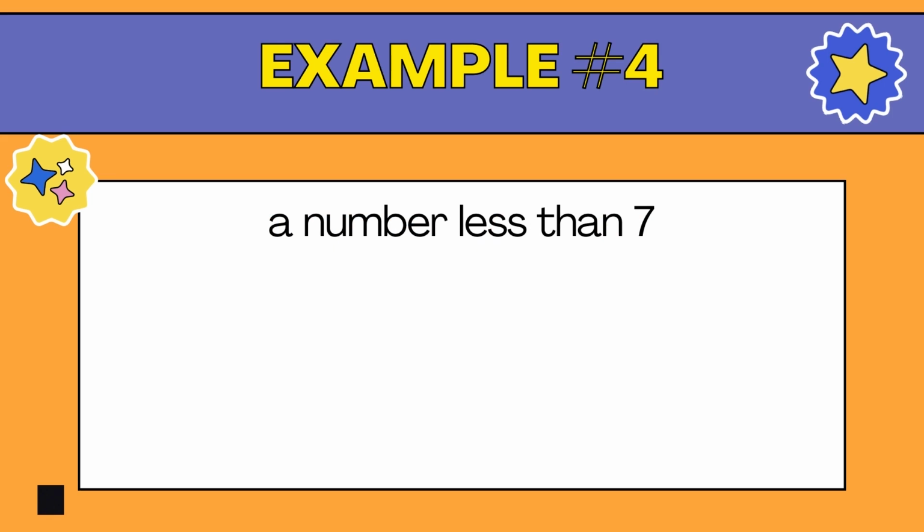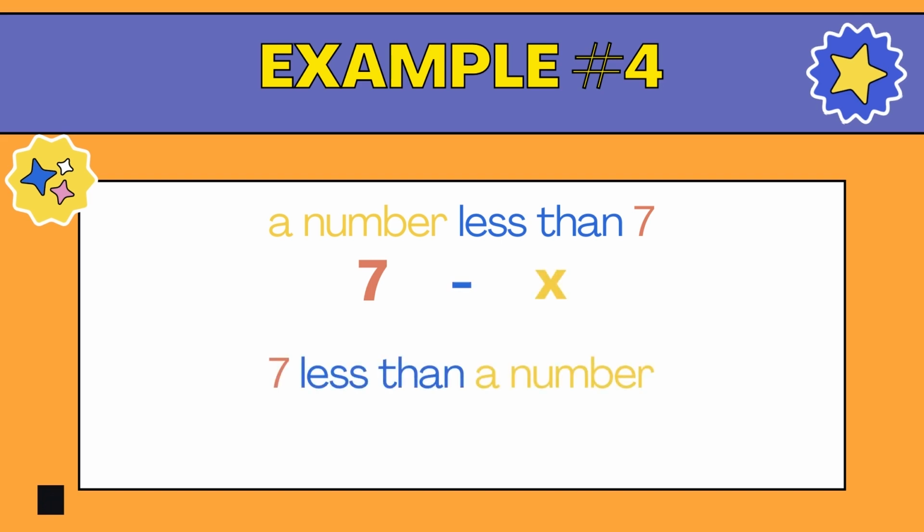Example number 4, a number less than 7. Here are all of our key words. Less than indicates subtraction. But remember how than is a switch word. We switch the order of the terms. So we start with 7. Once we have 7 written down, then we can do less than. And how much less than 7? A number less than 7. So 7 minus x. Let's try switching the order again. Let's try 7 less than a number. We have to start with the variable x because than is a switch word.